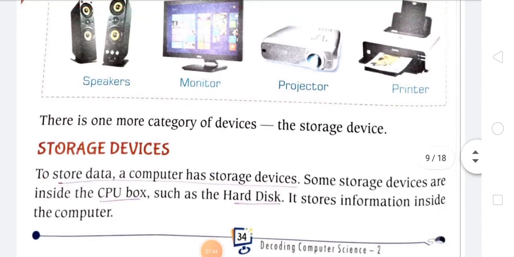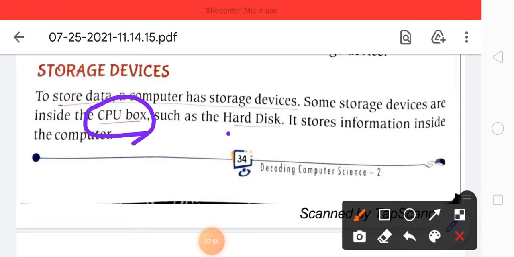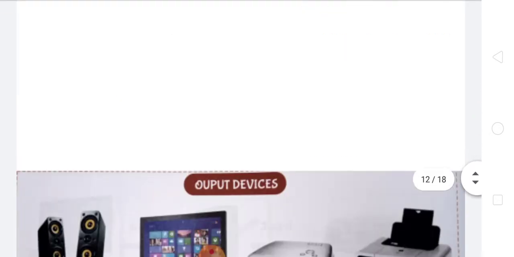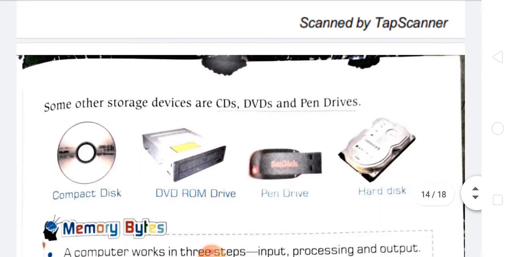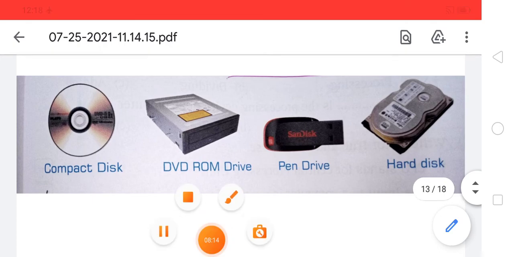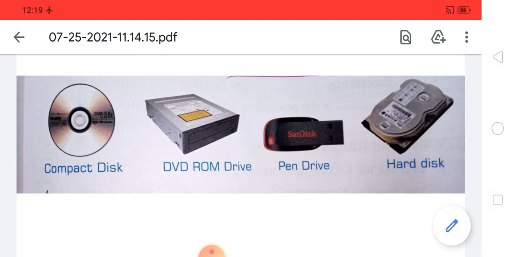There is one more category of device, that is the storage device. To store data, a computer has storage devices. Some storage devices are inside the CPU box, that is the hard disk. The others are CDs, DVDs and pen drives. Here you see a compact disc, which is also an example of a storage device. This one is a DVD-ROM, also a storage device, along with the pen drive and hard disk.